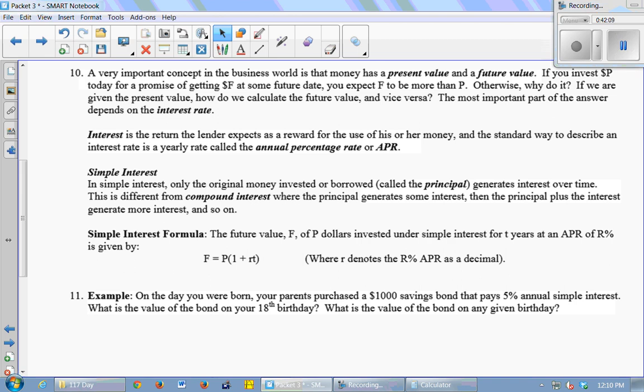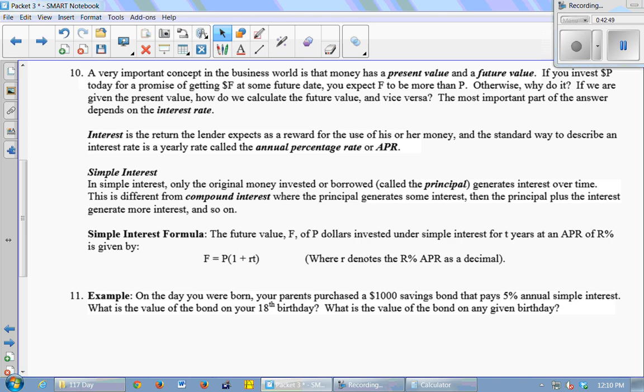So if you're given the present value, how do you calculate future value, or vice versa? The most important part of the answer depends on interest rate. Interest is the return that a lender expects as a reward for the use of his or her money. So I say, Allie, I'll give you 10 bucks, and you're going to give me $12 back a month from now. $2 is my reward for lending you the $10 that you need today. The standard way to describe an interest rate is as a yearly rate called annual percentage rate, or APR.